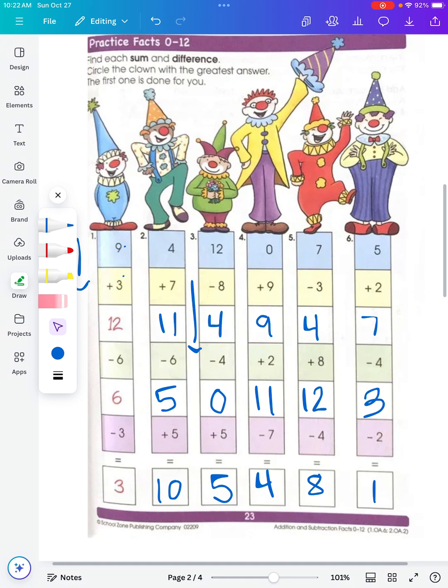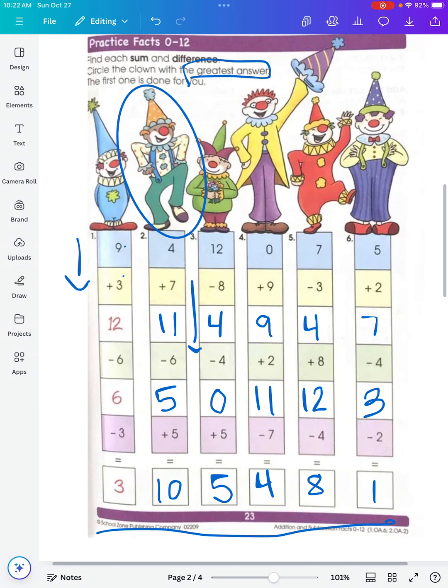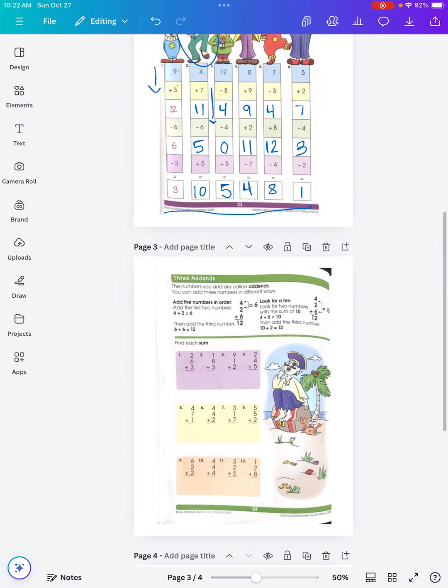So now it's asking you, circle the clown with the greatest answer. And the greatest answer means the biggest number. So we gotta look at all these numbers and see which one's the biggest one. And 10 is the biggest one, so we'll circle this clown right on top. Just like that. Okay.